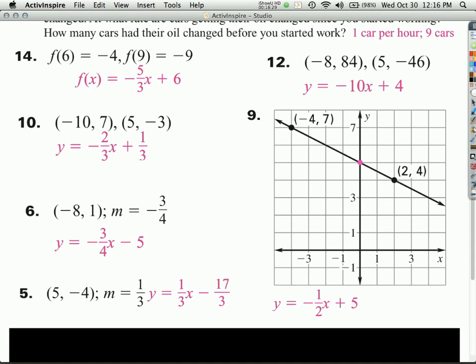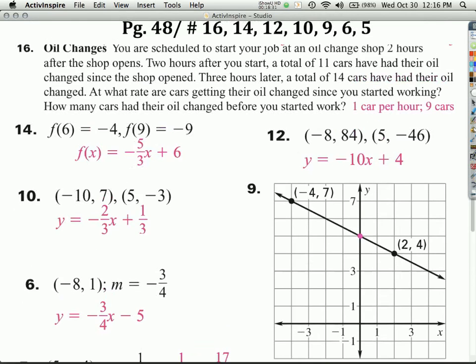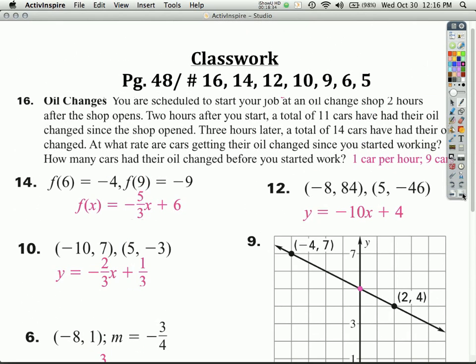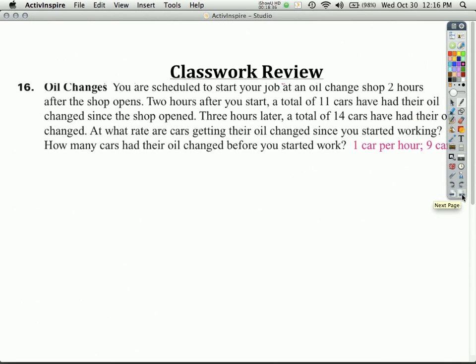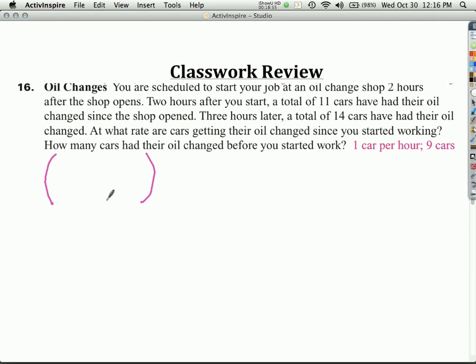Anything, Brian? How did you get the rate for number 16? I'm glad you asked. Let's take a look at number 16. Remember that you have to read the scenarios and pull out information. We want to translate this into one of the types of questions we've seen today. So I'm going to give you a little hint. This translates into 2 points. The question is, what are the 2 points? Does anyone have any idea what the 2 points are?